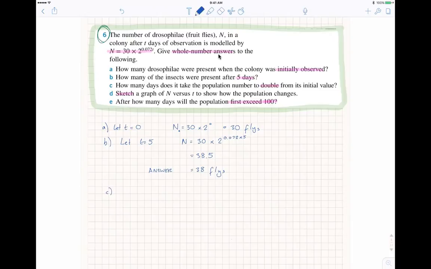Part C. How many days does it take the population number to double from its initial value? Well, we know that the initial amount, our N0 we found earlier, was 30 flies. So double would be 60 flies.